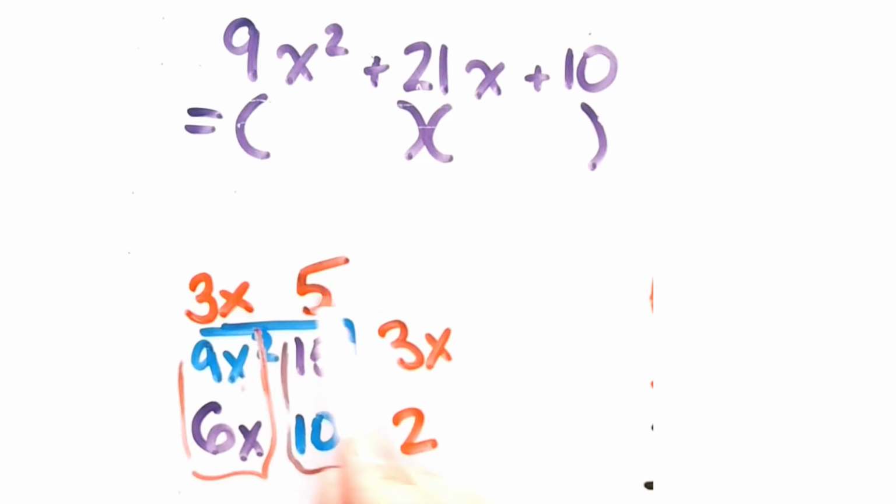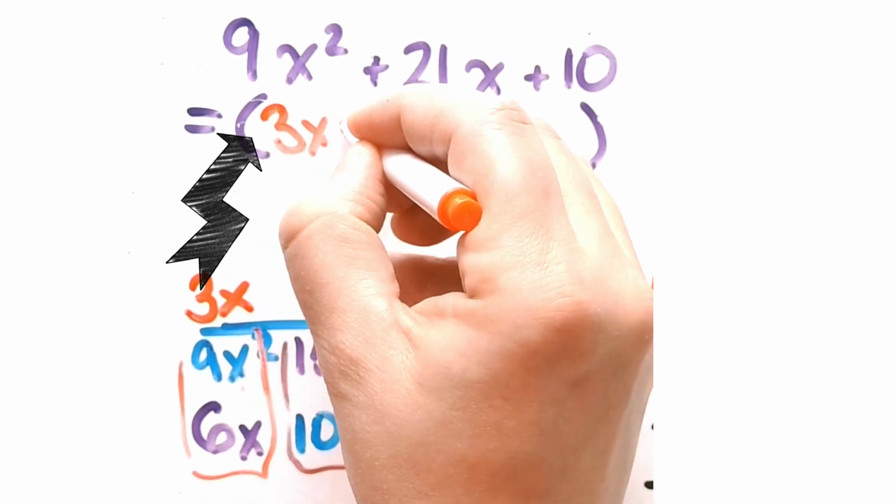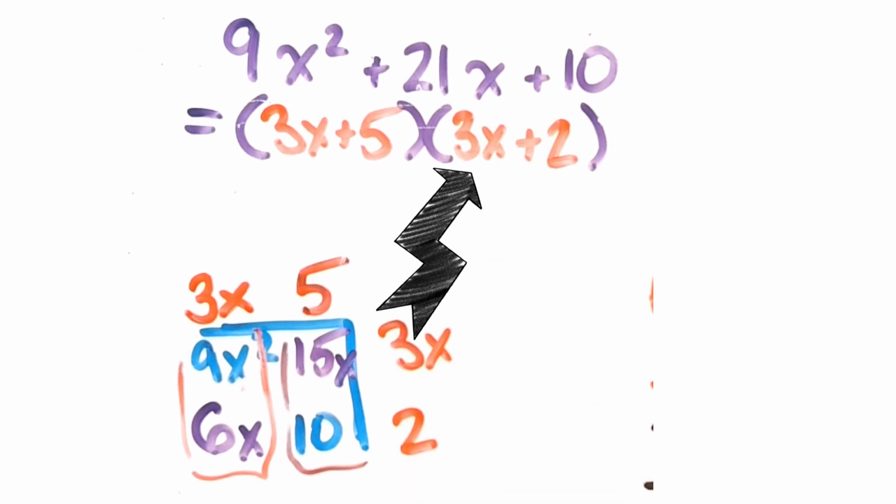So actually, now that we've done this, and you're going to get really quick at it, these make up your factors. The only thing is you need a plus in between. So the first set of brackets is going to be 3x plus 5, and the other set of brackets is going to be 3x plus 2. And that's how easy it is.